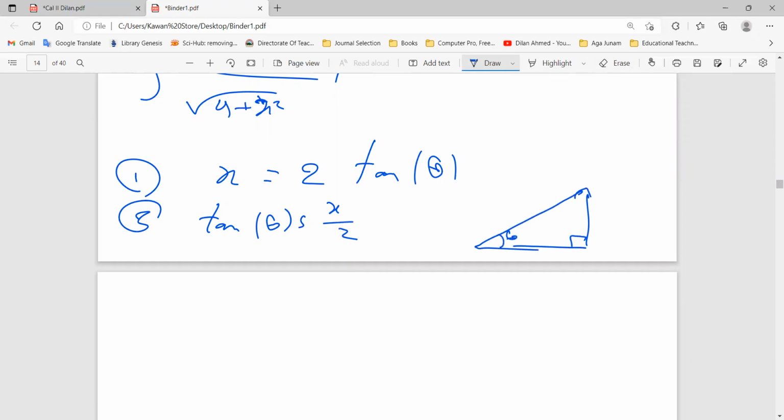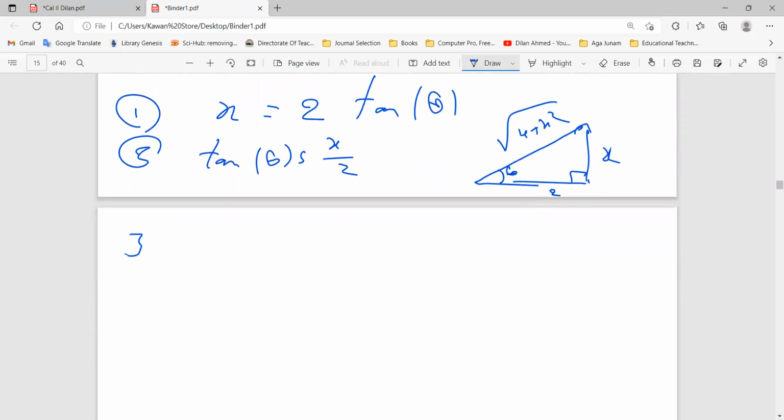Theta is in here, not up. Right? So x over 2. Am I right? So here will be what? The square root of 4 plus x squared by Pythagorean. Now the third step was what? Quick. dx is equal to what?